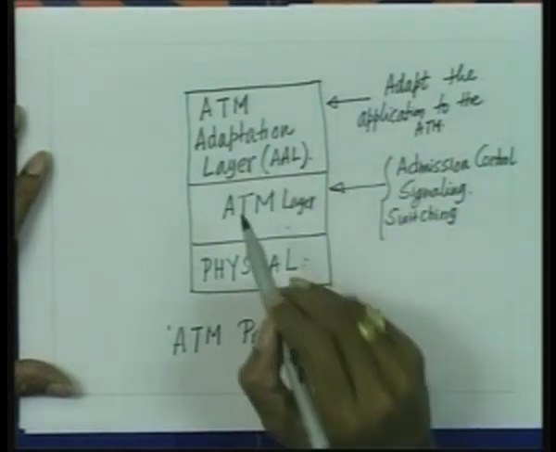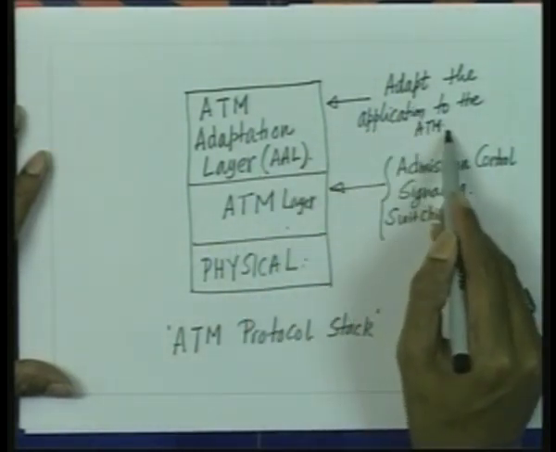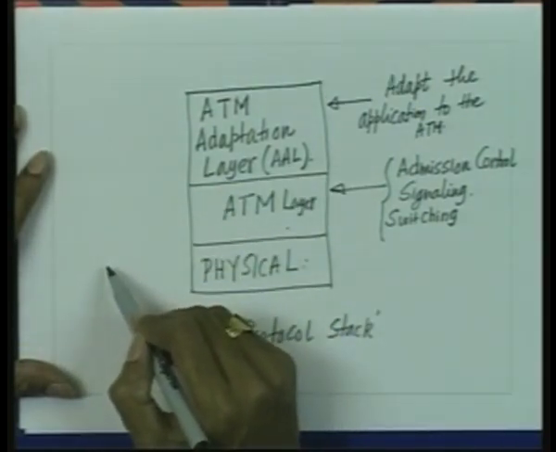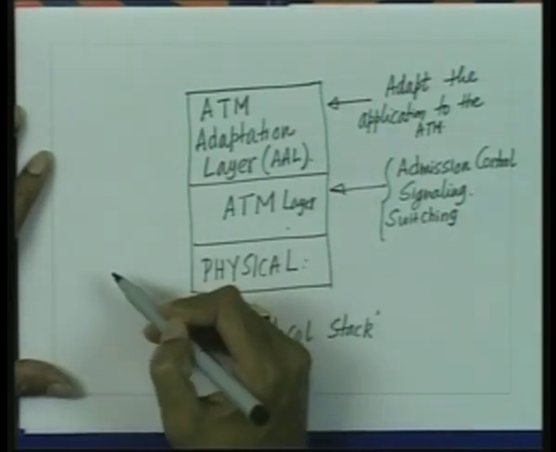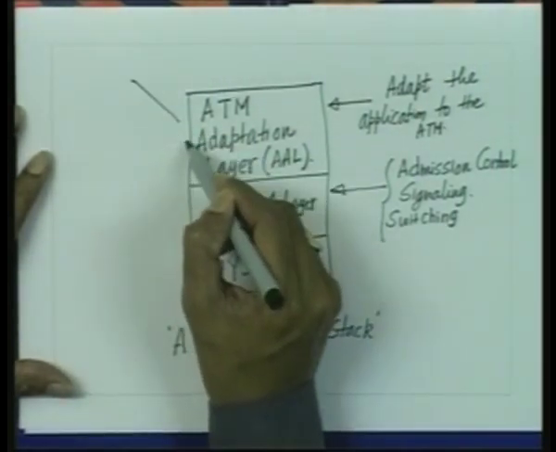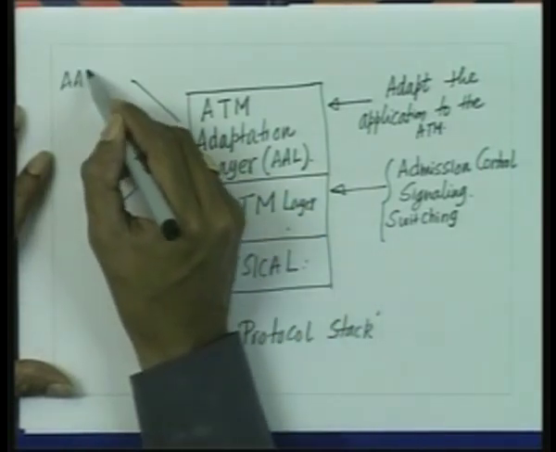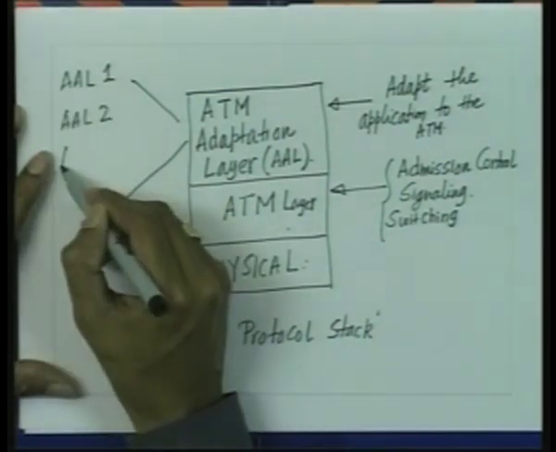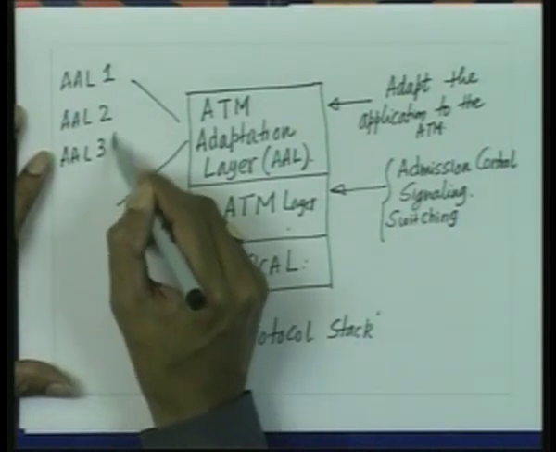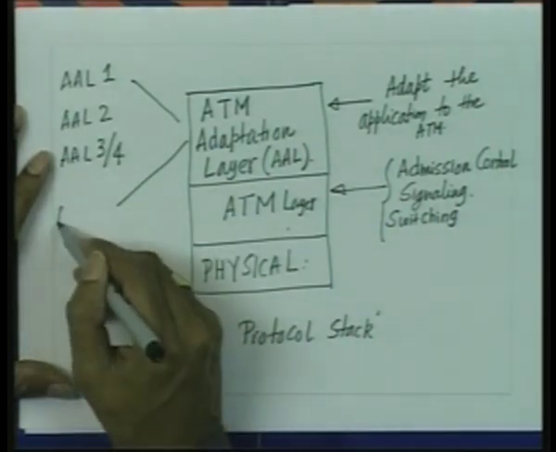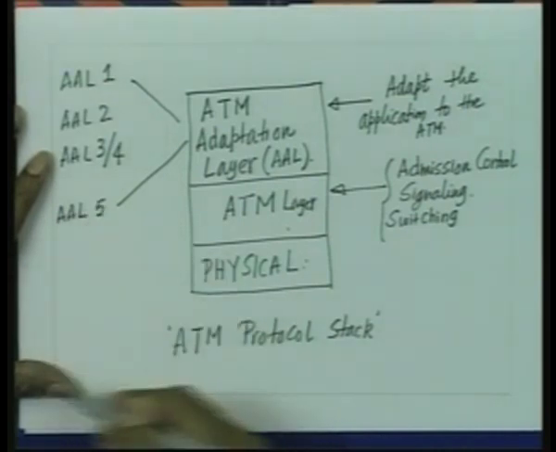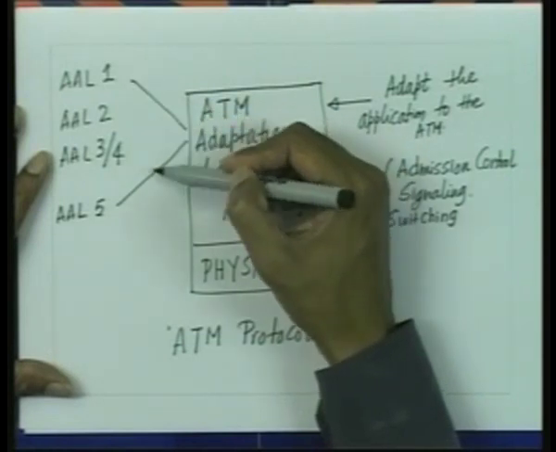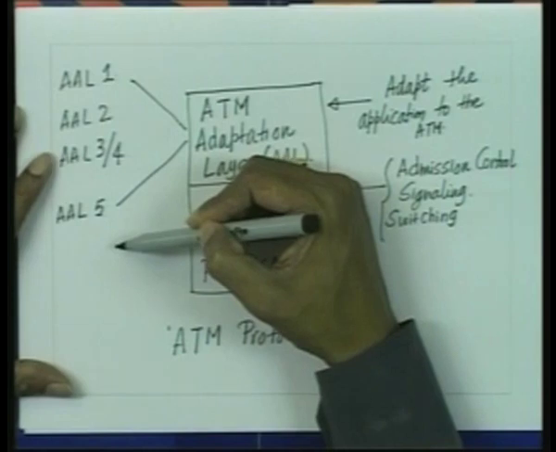Since the job of the ATM adaptation layer is to adapt the applications or services to the ATM networks, there are as many adaptation layers as there could be services or application types that could run over the ATM networks. So we will see that there is an adaptation layer 1, an adaptation layer 2, an adaptation layer 3 and 4, which have now been merged, and one of the other popular adaptation layers is AAL5. I will shortly explain the significance of these ATM adaptation layers for different services.